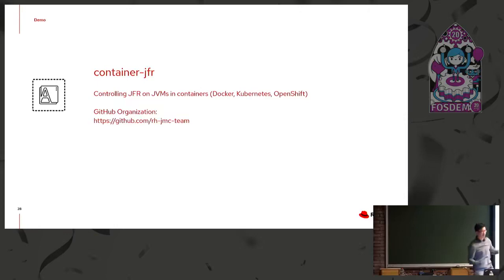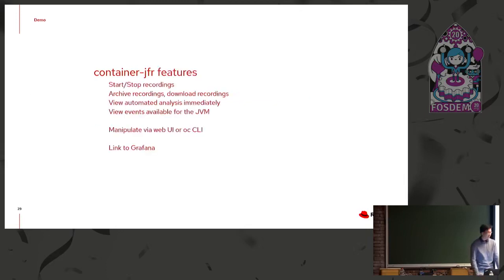It's under the GitHub org RHJMC team, and the whole idea is just to make it easier for users to control flight recorder on JVMs that are in containers, whether it's Docker, Kubernetes, OpenShift, etc. So the features are pretty simple. You can start and stop recordings, you can archive recordings, you can download them, you can view automated analysis immediately without opening your desktop application.